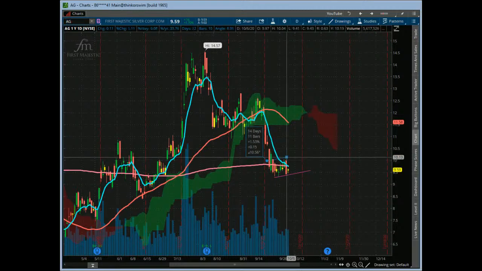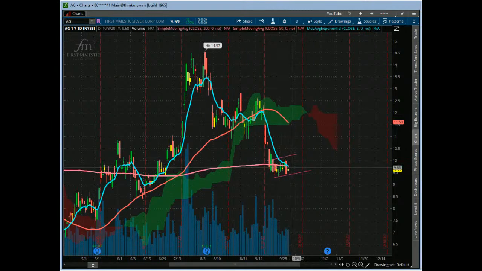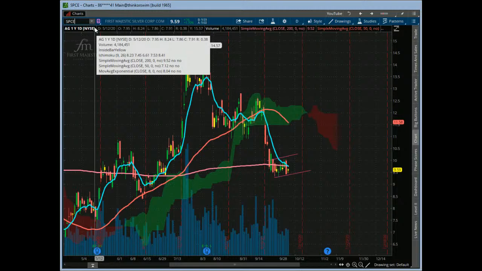I mean, it does look a little bit like a bear flag off of this last down move, and we are below the 200-day moving average. The ADMA just crossed over the 200-day, so definitely keep an eye on those levels. See if that gives a move one way or the other.